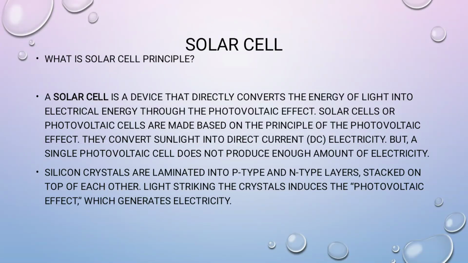So now we come upon solar cells. A solar cell is a device that directly converts the energy of light into electrical energy through the photovoltaic effect. Solar cells or photovoltaic cells are made based on the principle of the photovoltaic effect. They convert sunlight into current. Silicon crystals are laminated into p-type and n-type layers stacked on top of each other. Light striking the crystal induces the photovoltaic effect, and this in turn generates electricity.